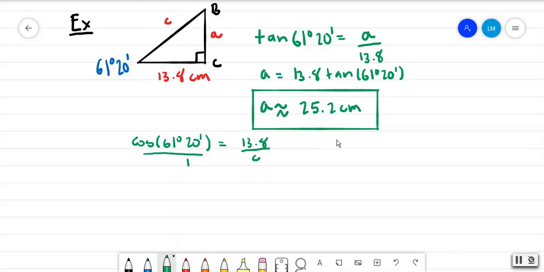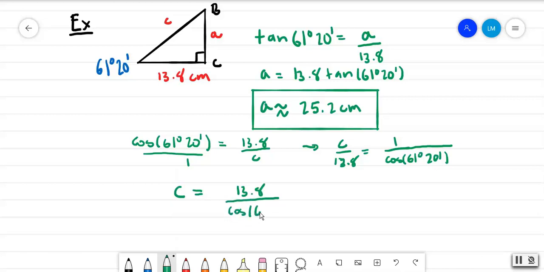Now, if you get kind of clever, you can just flip this and say that C over 13.8 is equal to 1 over cosine of 61 degrees and 20 minutes. It would be even more clever to say that this is equal to secant, but since the calculator doesn't have a secant function, you might as well just leave it like that. So C is equal to 13.8 divided by cosine of the angle measure that was given, and we're going to say approximately.